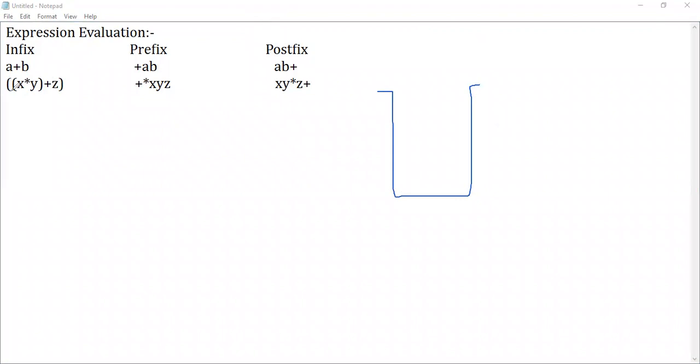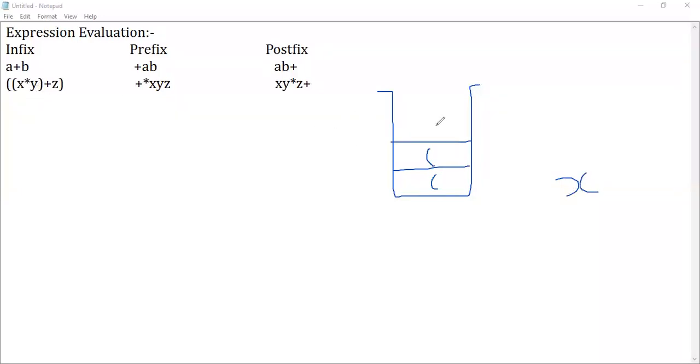Okay. Here, the first thing we have is a parenthesis. So I'll place this parenthesis in a stack. And next I'll have one more parenthesis, and I'll place this one more parenthesis in a stack. And after this we are having x. So x will be represented here.